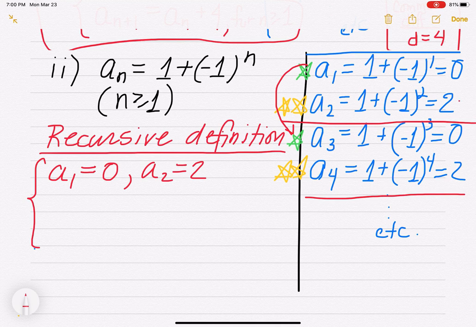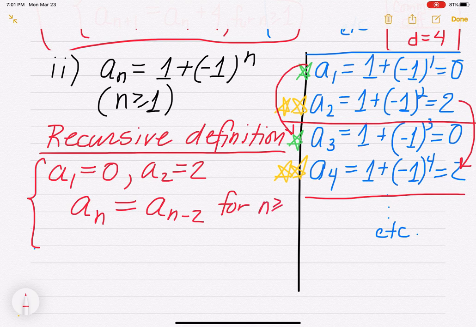And that's actually true also for the even terms, right? If you look at the even terms, a2 and a4 are going to be the same. a4 and a6 are going to be the same. a6 and a8 are going to be the same. So what we can say in general is a sub n is equal to a sub n minus 2. And this is for n greater than or equal to 3.